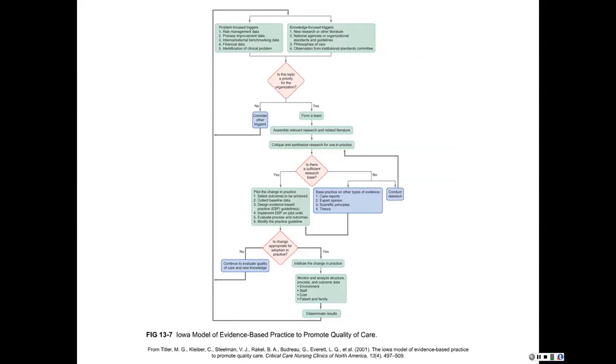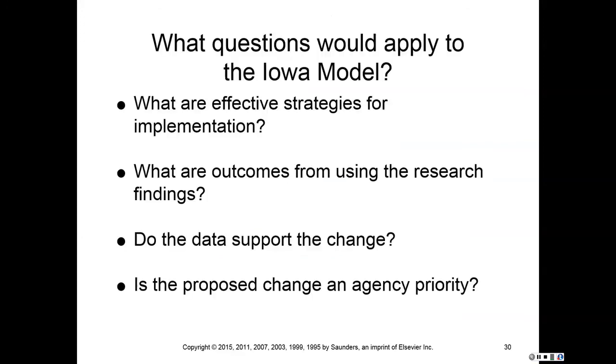Here is the Iowa model in flowchart form. I'm not going to go through every part of this, but I suggest that you take a look at that, particularly if you're a member of the Quality Assurance Committee at your agency. So what questions would apply to the Iowa model? What are some effective strategies for implementation? What are outcomes from using the research findings? Do the data support the change? Is the proposed change an agency priority? You see how management is prominent here?